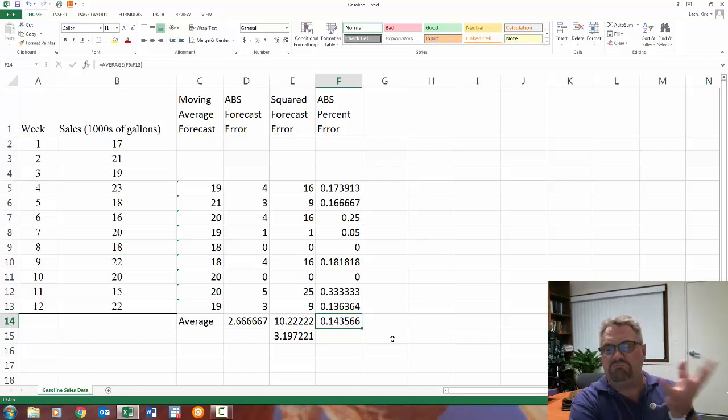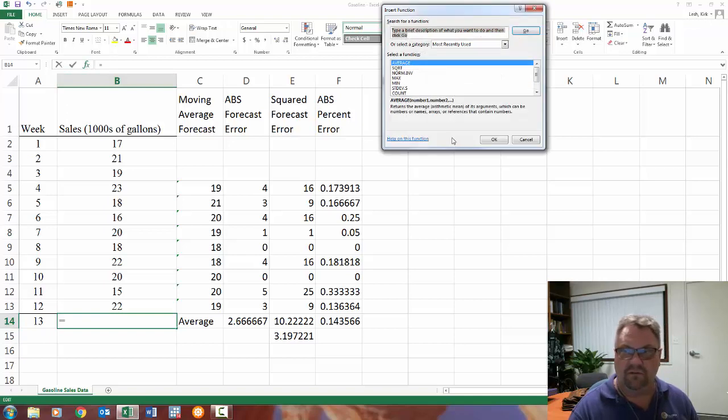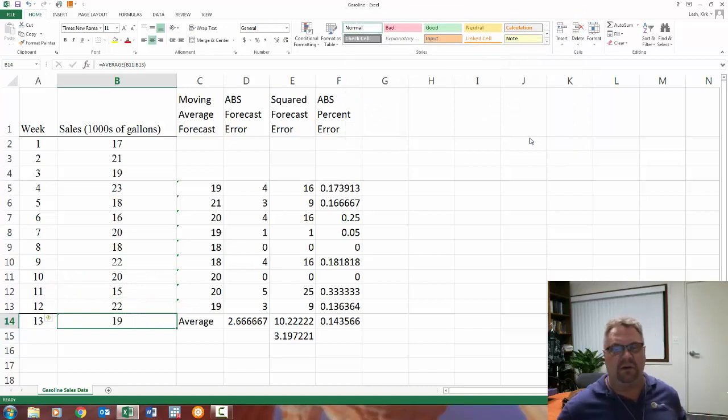Okay, so what do we got? Well, I have to be honest with you. Yes, this is in the book. Yes, this is one way to forecast sales in week 13. So if we were going to forecast sales in week 13, we would just take the average of the last 3 periods, hit OK, and there you go.